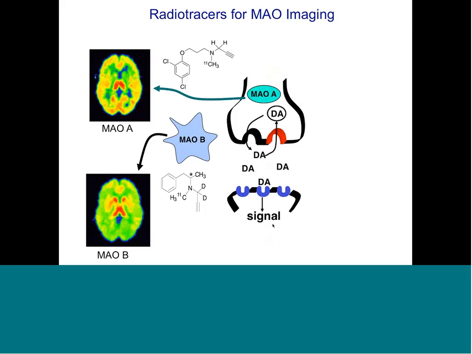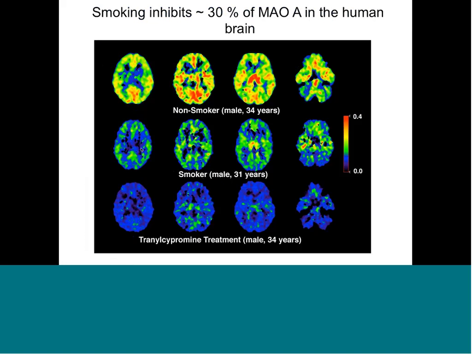Monoamine oxidase occurs in 2 subtypes. The A subtype here, you can image with a compound called clorgyline, and the B subtype you can image with a compound called deprenyl. And this is a very different pattern than you see with the dopamine receptors. You see high enzyme activity in the thalamus, but you're looking actually at enzyme activity. And we started to look at smokers.